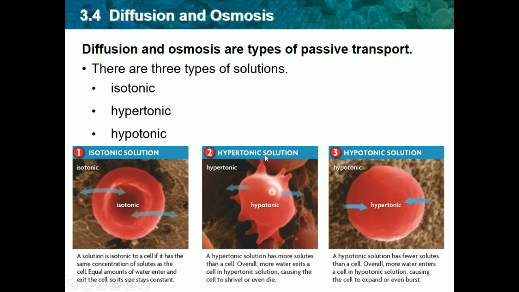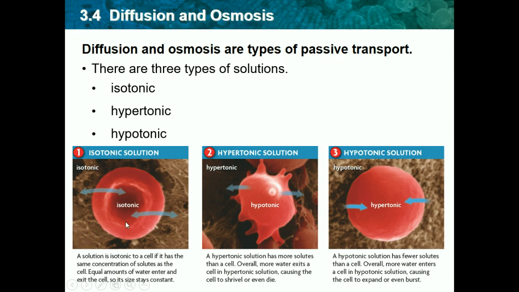Hyper means more, and hypo is less. So hypertonic must mean more of something. A hypertonic solution has more solutes. Solutes is what is dissolved, so the molecules or salt. Overall, more water exits the cell in a hypertonic solution, causing the cell to shrivel up or even die.